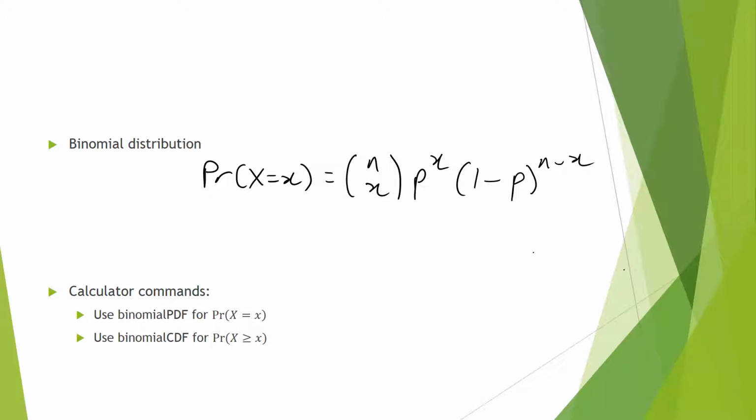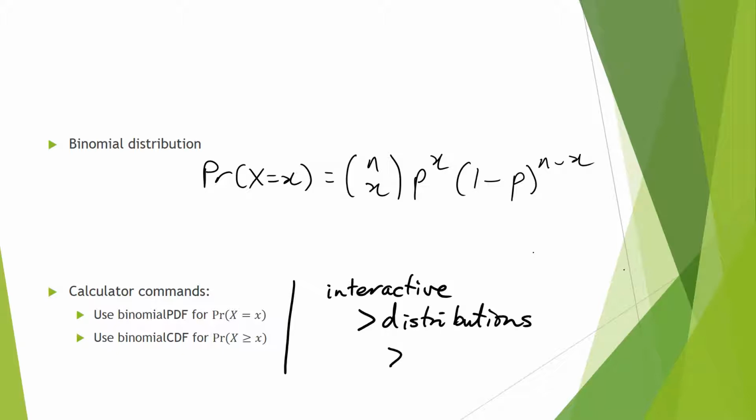Binomial distribution, you need to make sure that you can write out the equation, and you also need to make sure that you can work it out in your CAS. Just a reminder, to find this on the Casio, you will go under interactive, then distributions, then you will look at discrete.